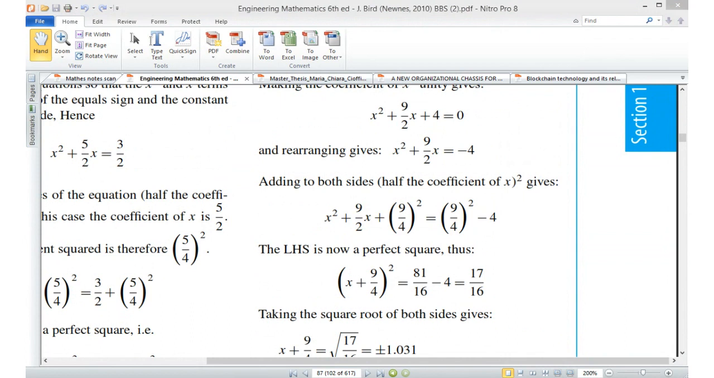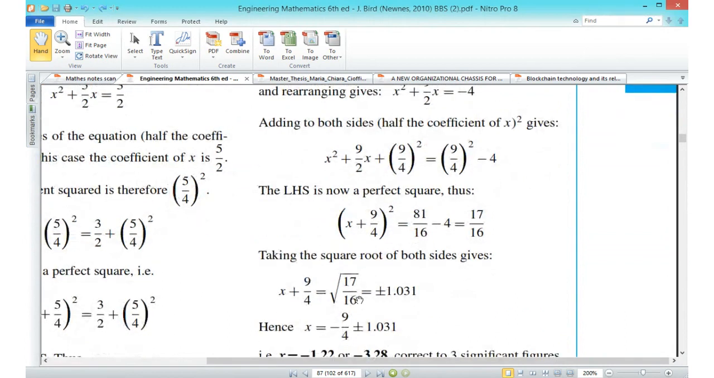Then on the right side of the equation, you can solve using a calculator. From there, you can take the square root of both sides, on the left and on the right. On the right, you get 1.031. That should be from the calculator, since you can't obtain the root of 17 over 16 by hand. And then on the left side, we have x plus 9 over 4.